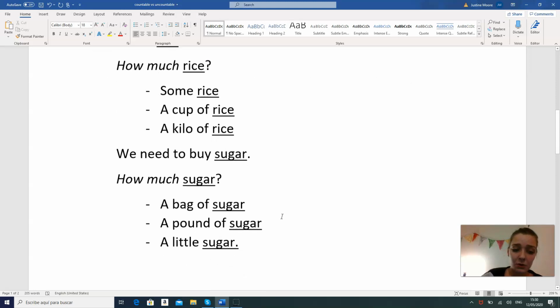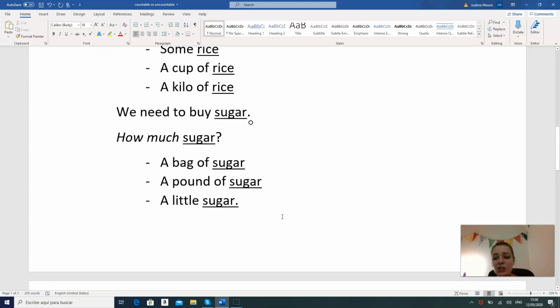So another example. We need to buy sugar. Sugar. Sugar is an uncountable noun. We cannot say how many sugar. No. 1 sugar, 2 sugar? No. Does not make sense. It's how much sugar. And then when you answer how much sugar, you need to respond with a bag, a pound, a little, a lot. No numbers because sugar is uncountable.